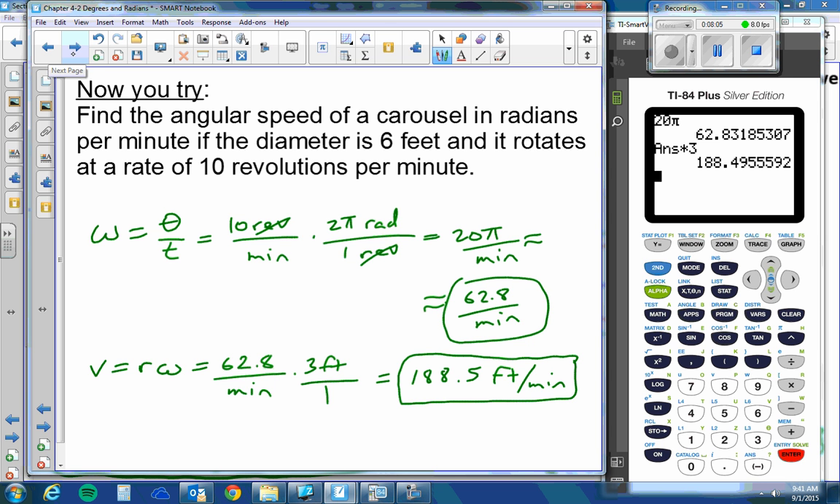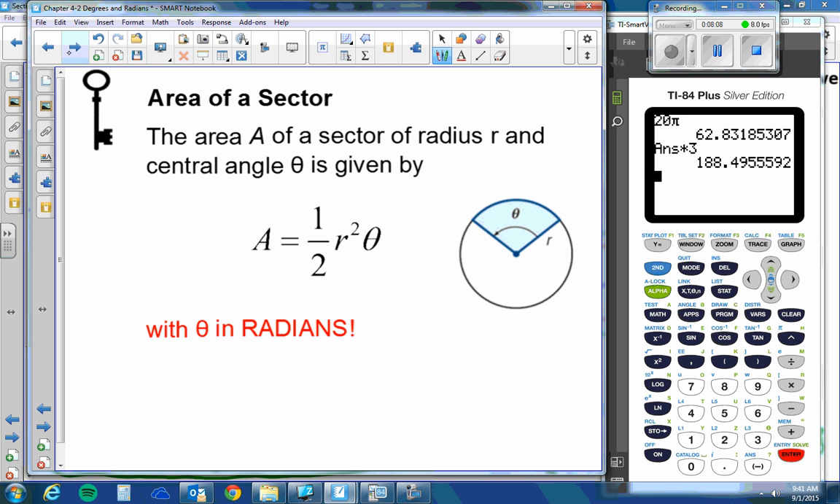All right, now we'll switch over to the next thing. Everyone ready? Once again, this is a new formula. You're supposed to memorize it, okay? And like before, the angle has to be in radians for this formula to work. To check it, plug in 2 pi. If you let theta be 2 pi for the whole circle, then the 2's cancel and you just get pi r squared, which is the correct formula for a whole circle, right? So that's just to make sure you memorize the formula correctly.